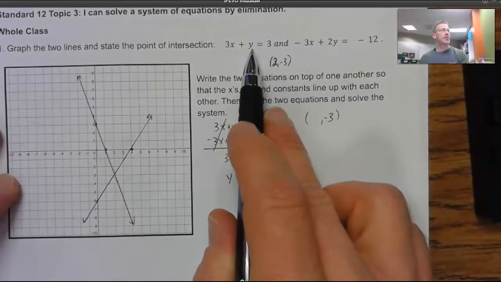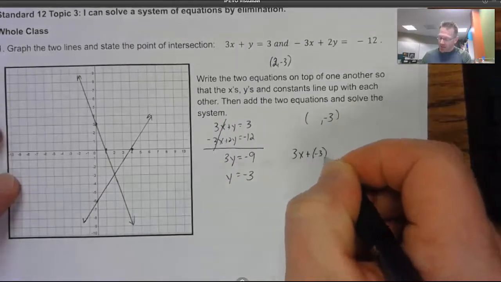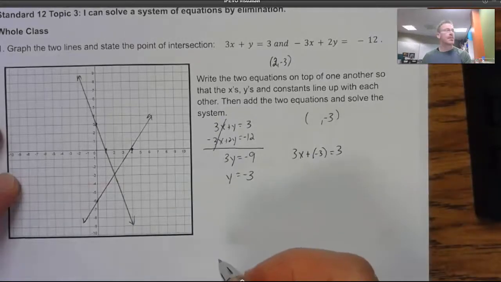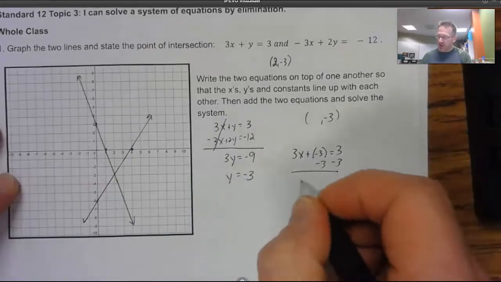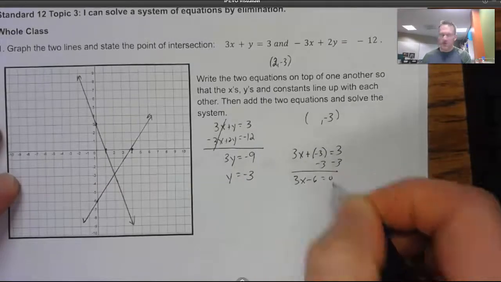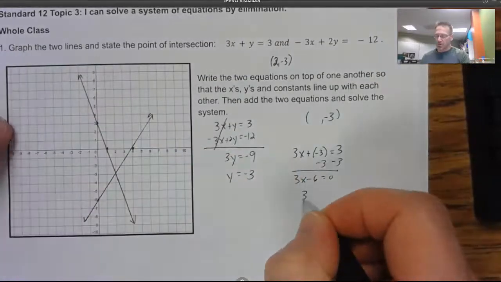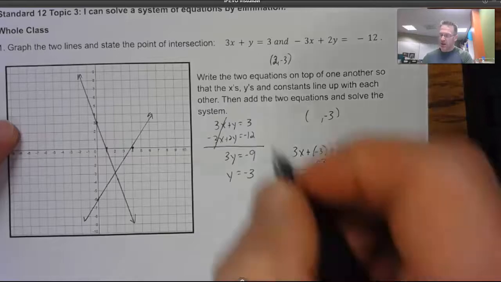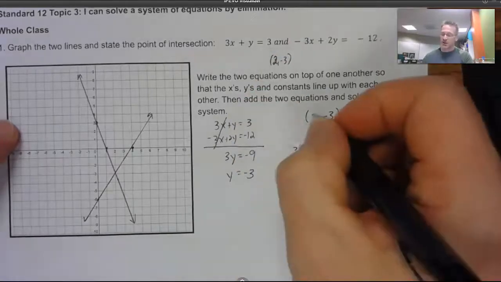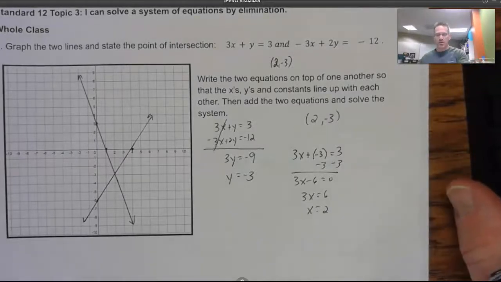But to me, this one looks simpler. So I'm going to say 3x plus y is equal to 3. Now I want to make this equal to 0, so I'm going to subtract 3 from both sides. 3x minus 6 is equal to 0. What minus 6 is 0? That would be 6, so 3x equals 6. And then 3 times 2 is 6, and so we can see that there's our point of intersection, (2, -3).